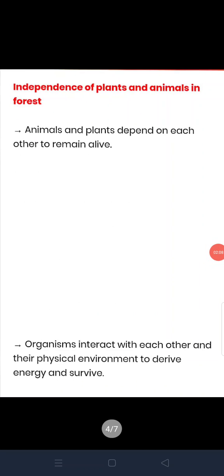Interdependence of plants and animals in forest. Animals and plants depend on each other to remain alive. As you would have heard about the food chain, each and every living organism is dependent on one another for their survival. That is also known as the food chain. Organisms interact with each other and their physical environment to derive energy and survive. You would have also seen the diagram in which plants are the producers, herbivores depend on them, and then carnivores depend on herbivores for food.